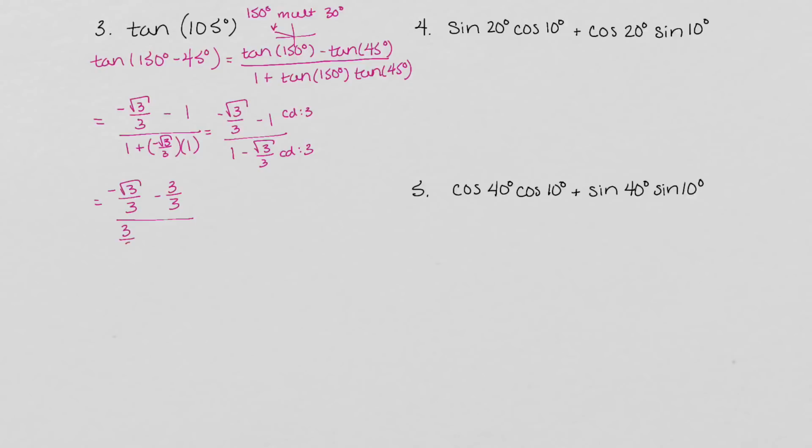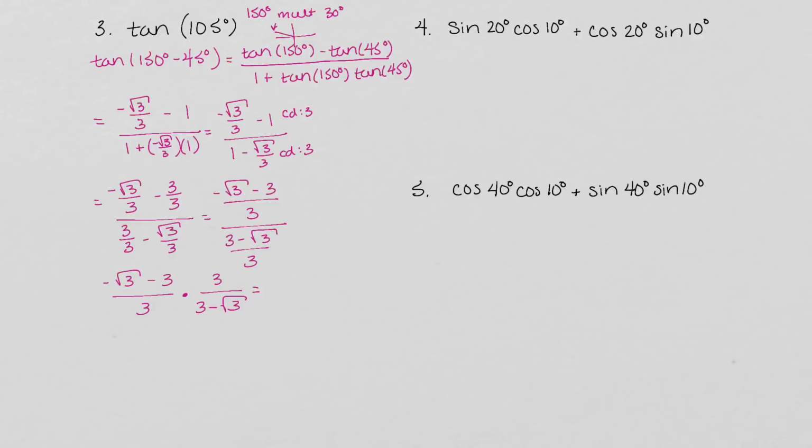And this is 3 over 3 minus root 3 over 3. And so we get negative root 3 minus 3 over 3 divided by 3 minus the square root of 3 over 3. And so now I've got one fraction in the numerator and one fraction in the denominator. And what I'm going to do is I'm going to divide. And remember, dividing by fractions is easy as pie. You flip the bottom and multiply. So this is negative root 3 minus 3 over 3 times, and now I'm flipping the bottom, so it's 3 over 3 minus root 3.